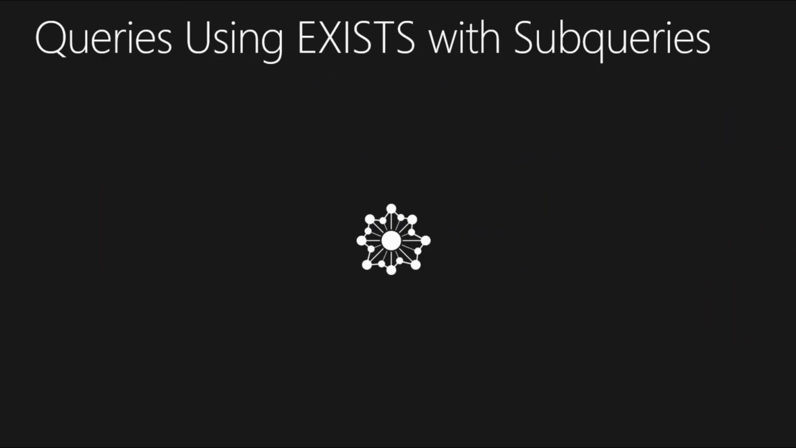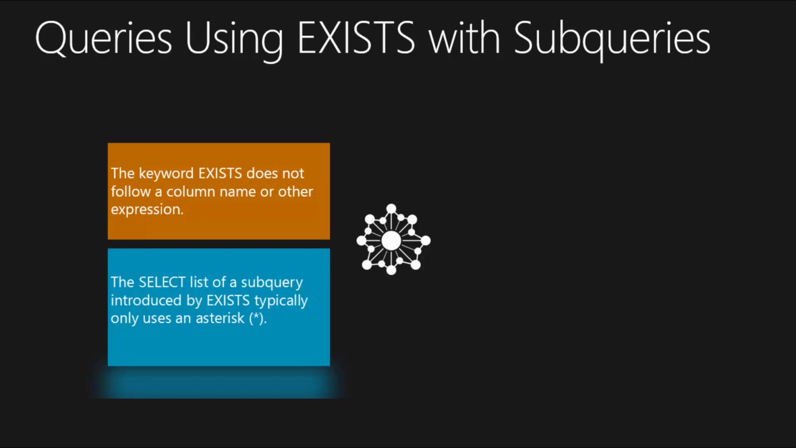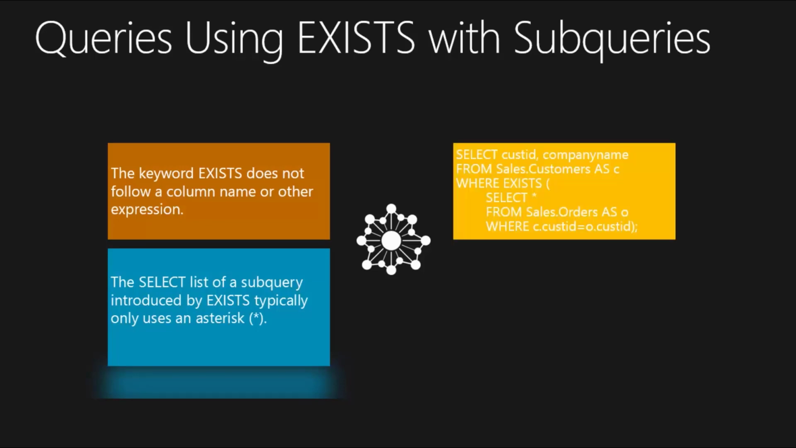When using exists with subqueries, the keyword exists directly follows the where clause. No column names or other expressions need to precede it. And within the subquery following the exists, the select list only needs to contain asterisk. No rows are written by the subquery, so no columns need to be specified. For example, in this query, the exists predicate checks to see if there is at least one order in the sales orders table for each of the customers in the outer query. And if it evaluates to true, that customer ID and company information is displayed in the result set.